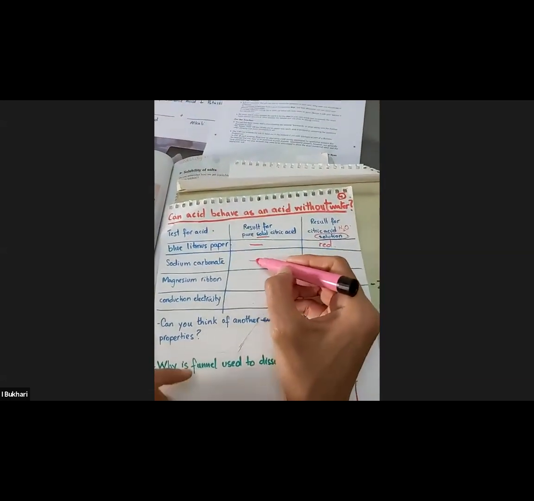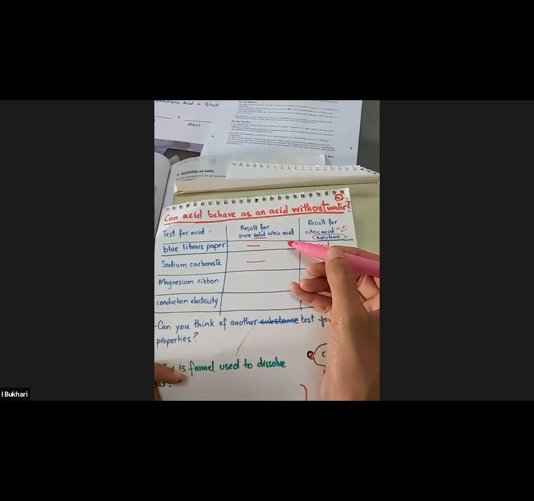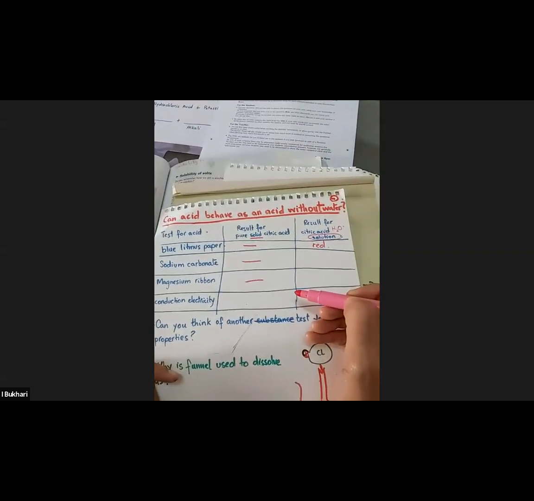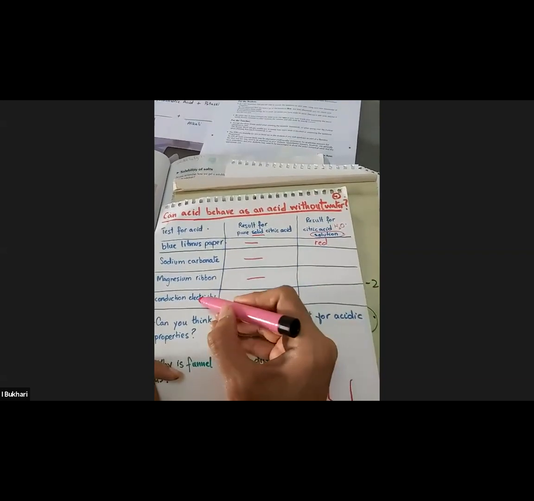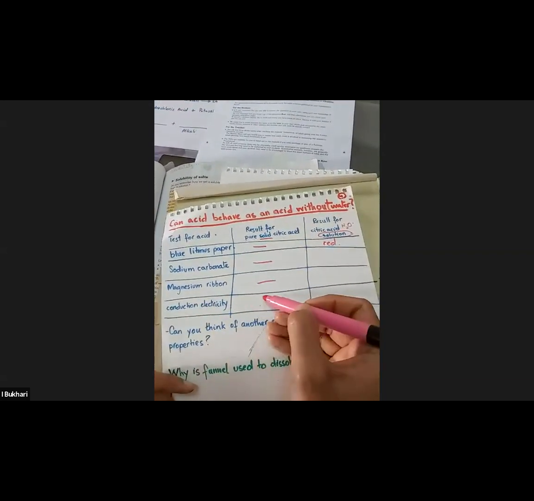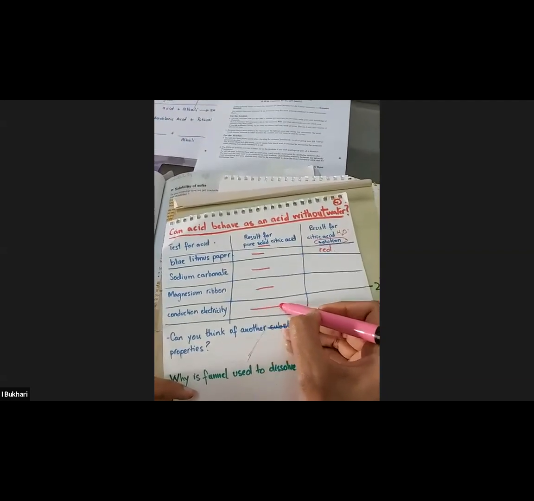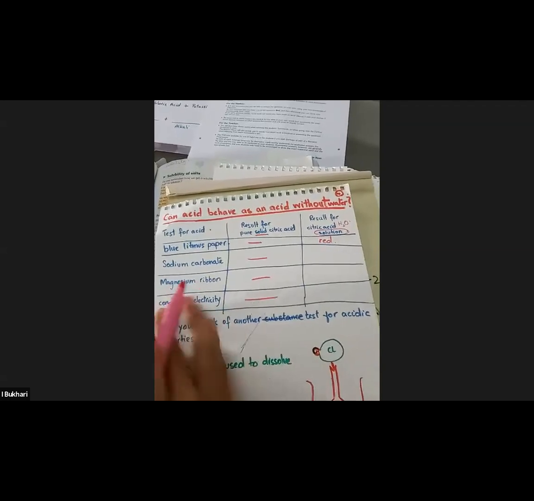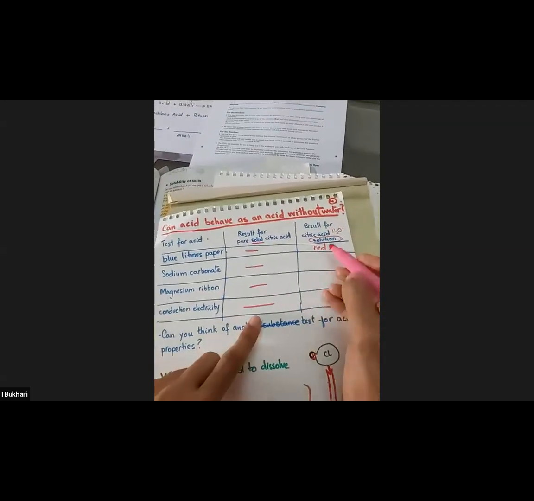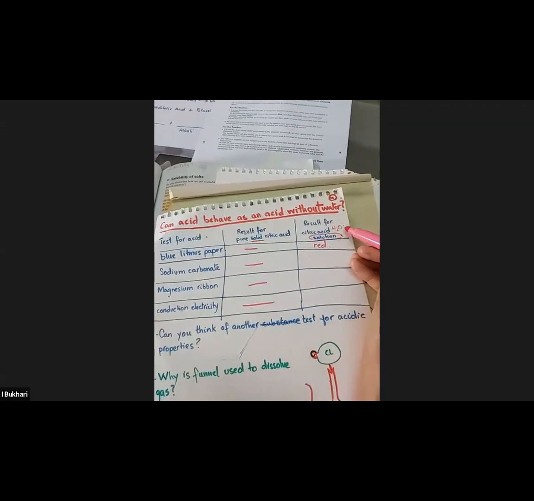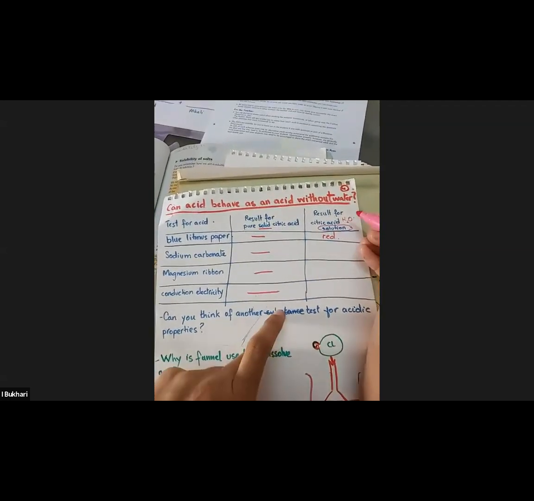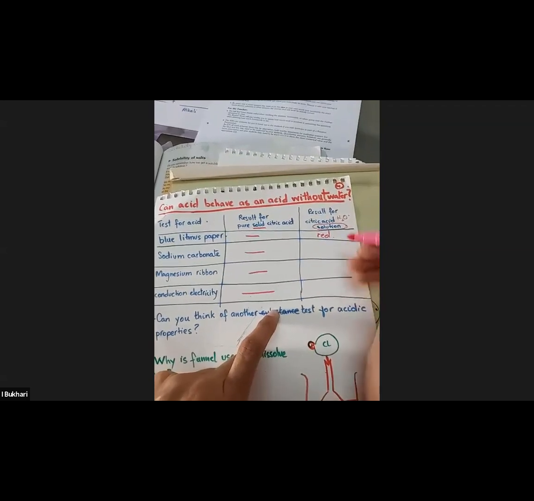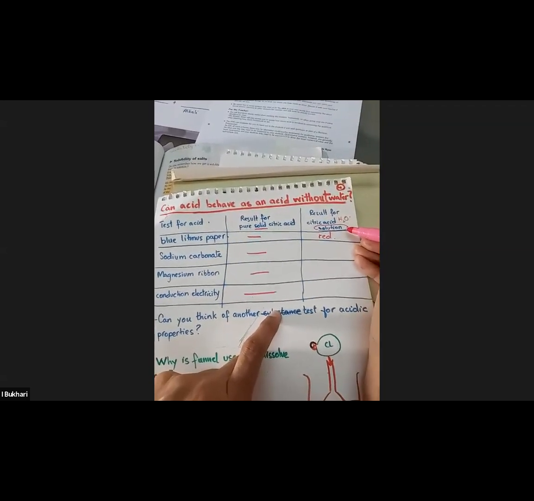Nothing. No reaction because no hydrogen ions. No reaction, no conduction either, because no ions, no mobile ions. For conduction of electricity, you need... I will talk about this in detail afterwards. And what will you see with this solution? With the solution of water, you will see all the acidic properties because the hydrogen ion is released.